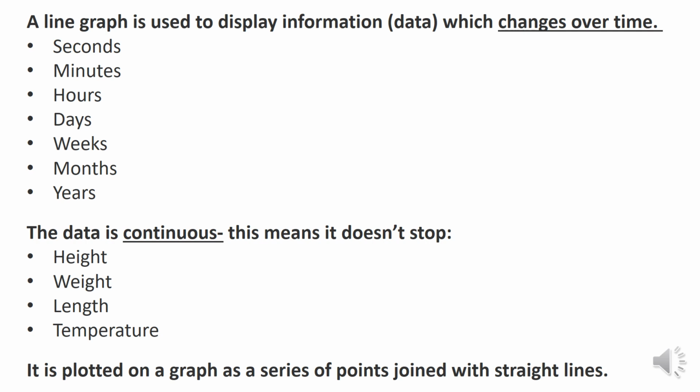Firstly, a line graph is used to display information or data which changes over time. That's really important for a line graph. So time could be, as I put here, seconds, minutes, hours, days, weeks, months or years. The data is continuous, and this means it doesn't stop. So continuous data could be height, weight, length or temperature. This information is plotted on a graph as a series of points, and you join them with a straight line. I'm about to show you.